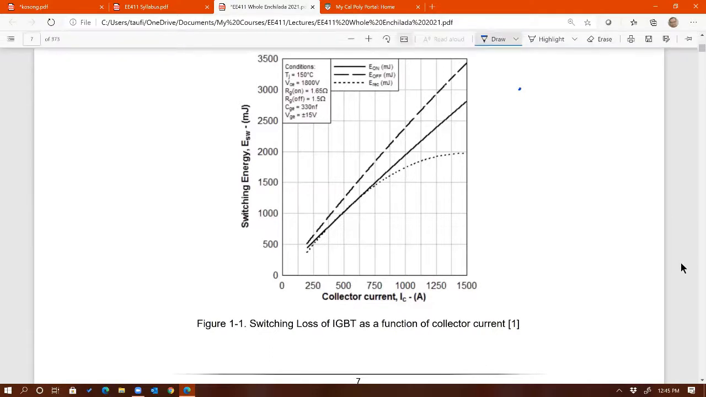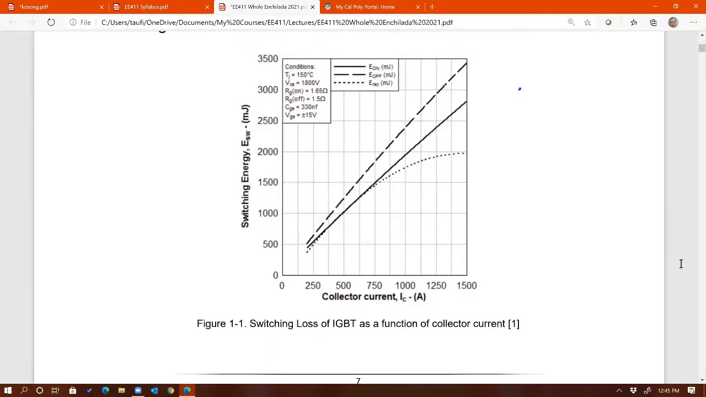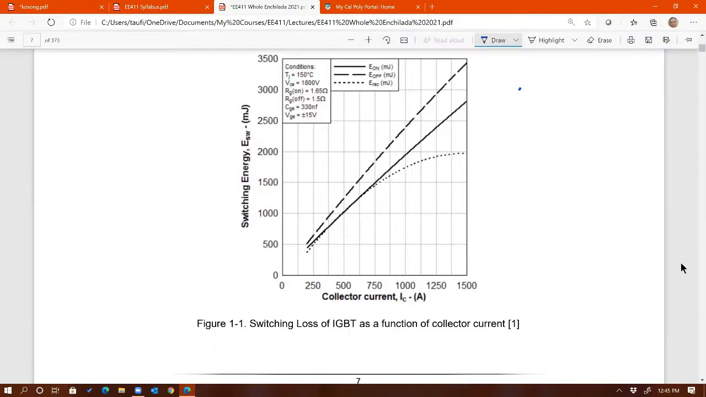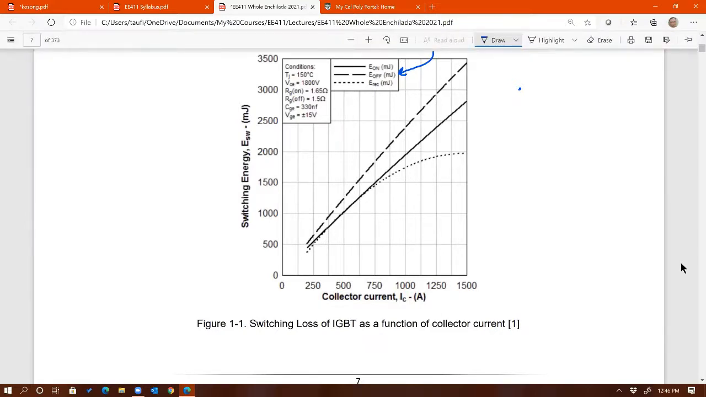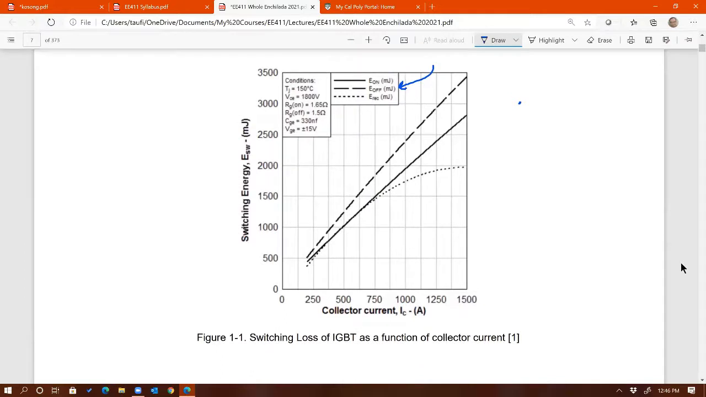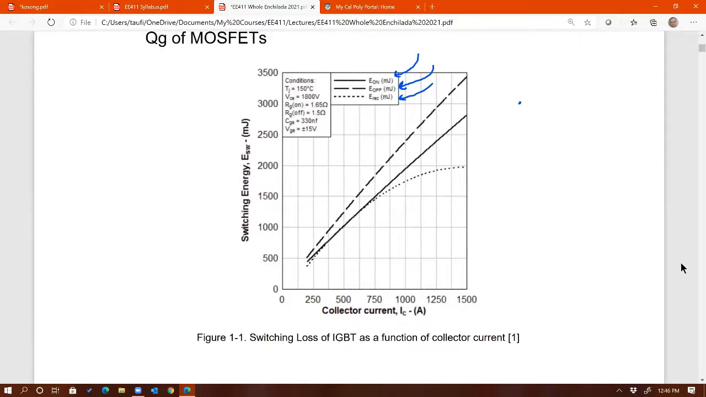So you can see that. Let me turn this laptop toward me so you can hear me. You can see from these legends right there that the dash line is for E off. E off means turn off energy loss. And then we have the solid line that's turning on energy loss. And we have the dotted line that's for EREC. REC means rectifier, or in this case, diode.